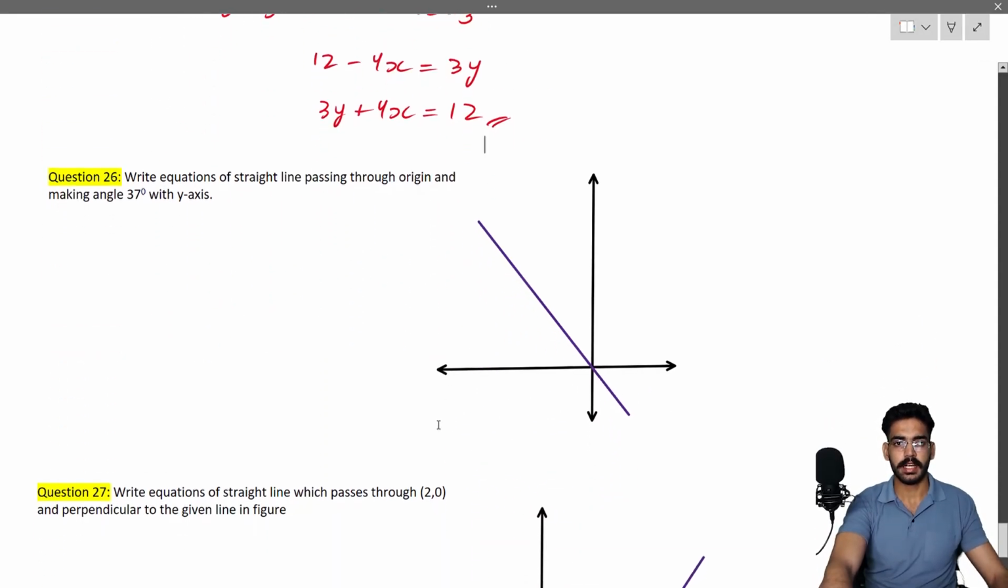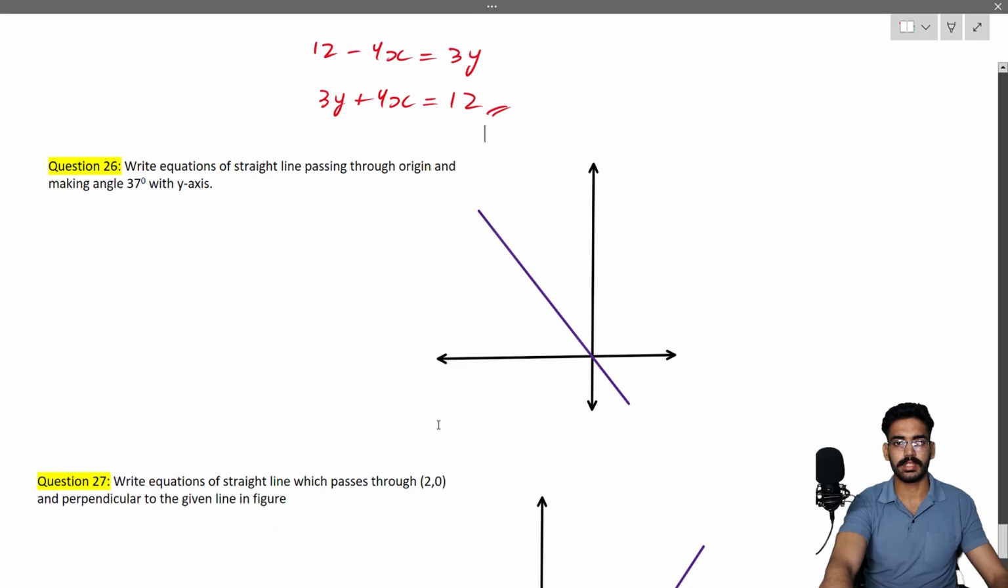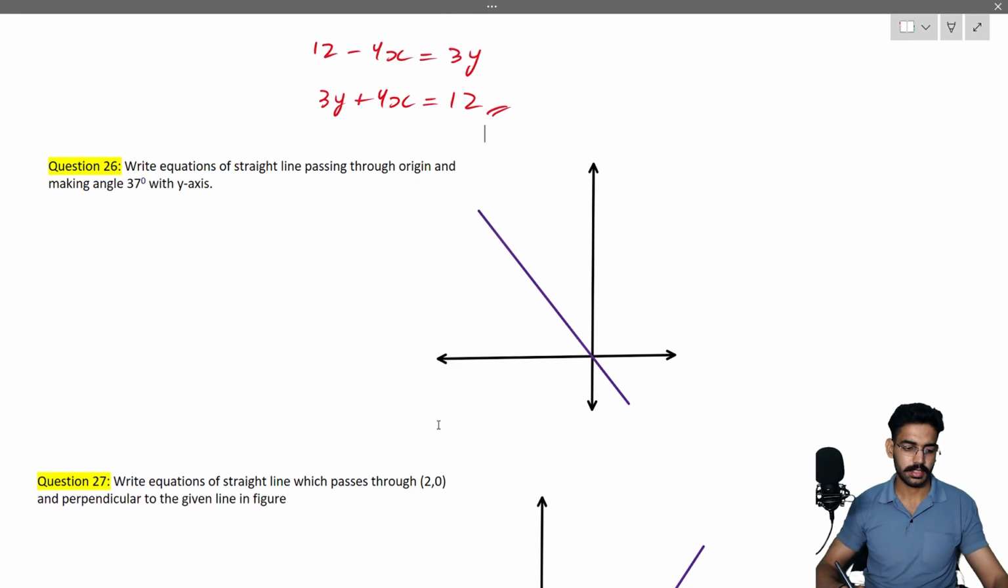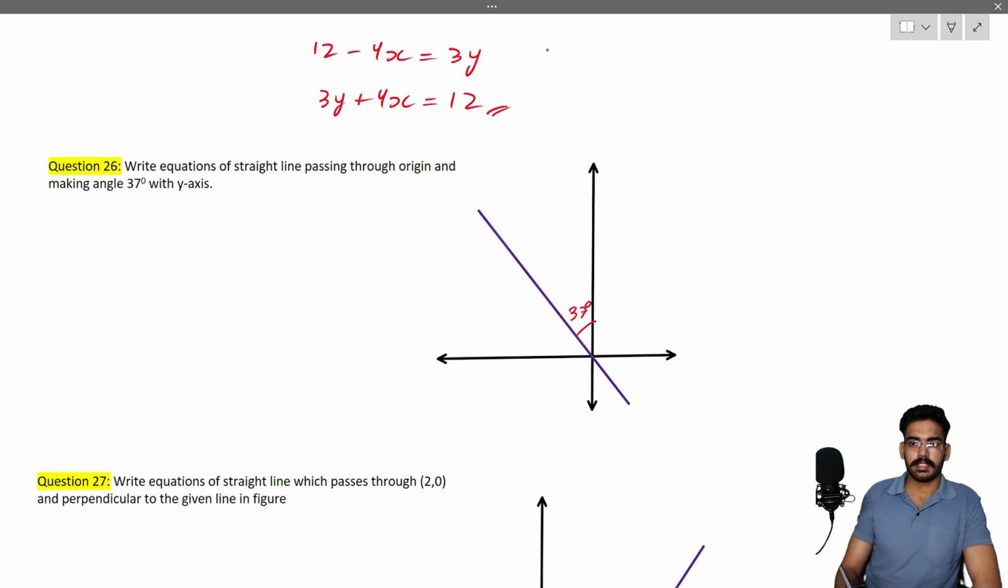Okay. Write equation of a straight line passing through origin and making angle of 37 degree with y-axis. So the question, let me complete the question for you. This angle is given 37 degree. Okay, now try to solve this question. Okay, let's go ahead. What we have given is slope. Let's go for slope.